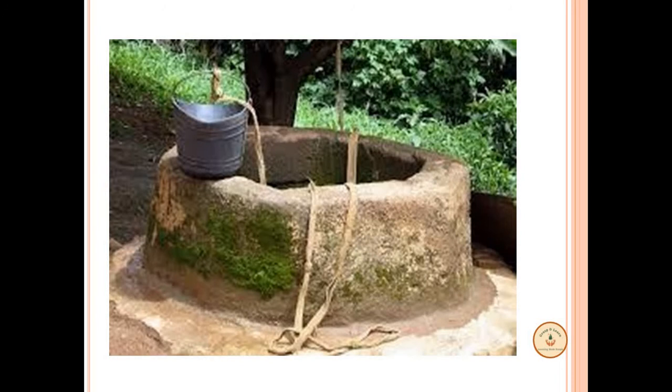So the image here shows how the embankment of a well looks like. The question says that a well is dug. The earth or the soil taken out of the well is used to build this embankment. So we need to find the height of the embankment.